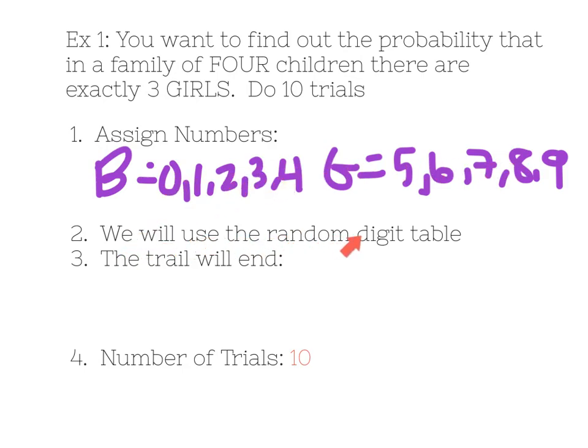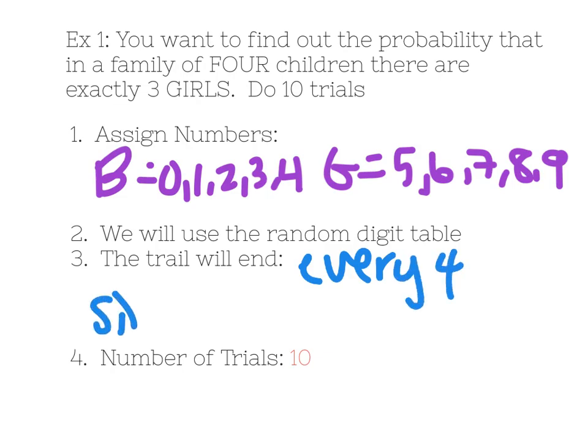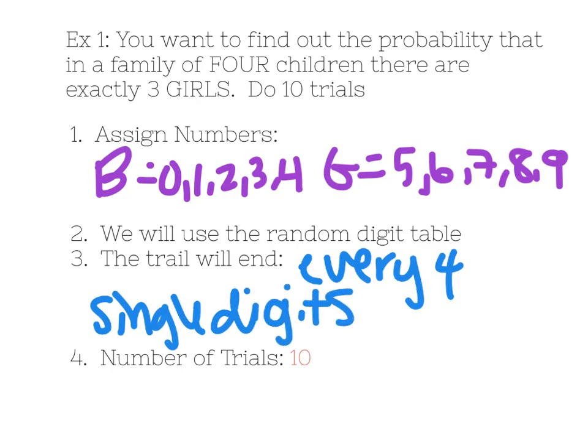So we're going to use the random digit table, and we'll know the trial ends. Now, we want 4 children. We want to mimic 4 children. So basically, we're going to stop after 4 numbers. Every 4 single digits on the table is when it will end. And then we're going to do 10 trials.